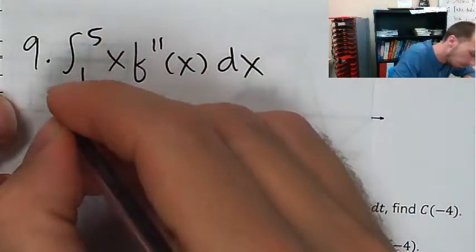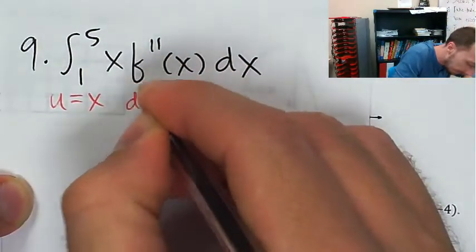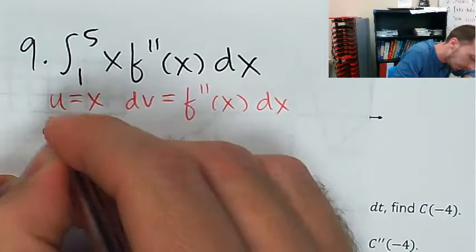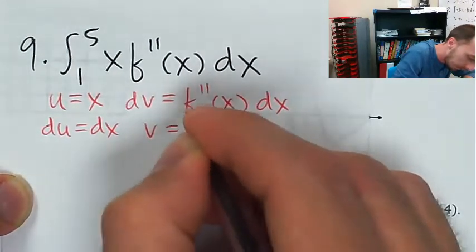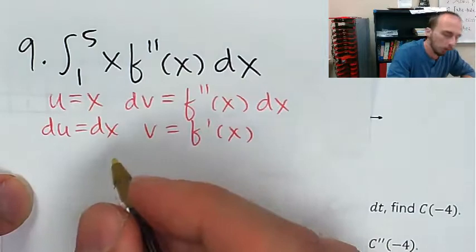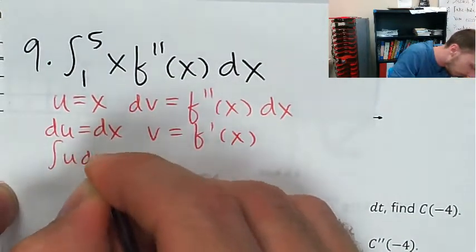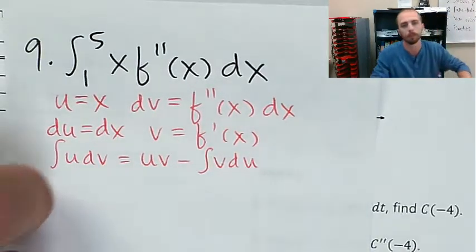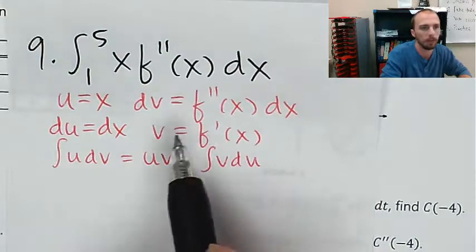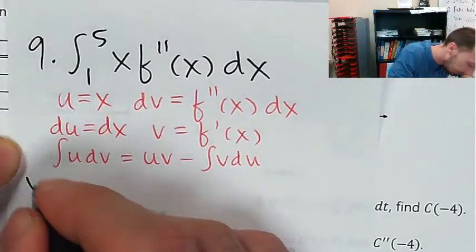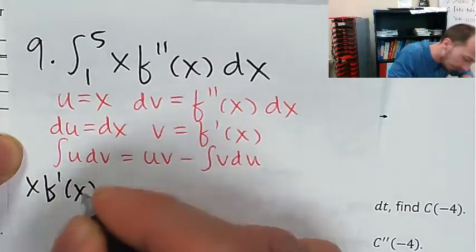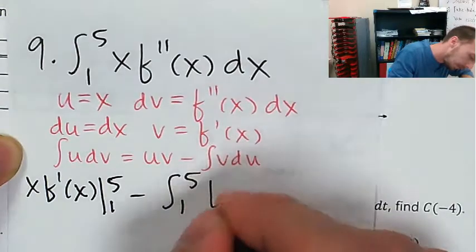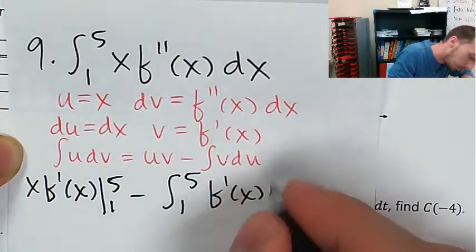The thing to do is let u equal x and dv equal f double prime of x dx. Okay, so that du is dx and v is f prime of x. And we know that the integral of u dv is equal to u times v minus the integral of v du. Okay. So now what I'm going to do is it's going to be u times v, so x f prime of x, and we are going to let that run from 1 to 5, minus the integral from 1 to 5 of v du.